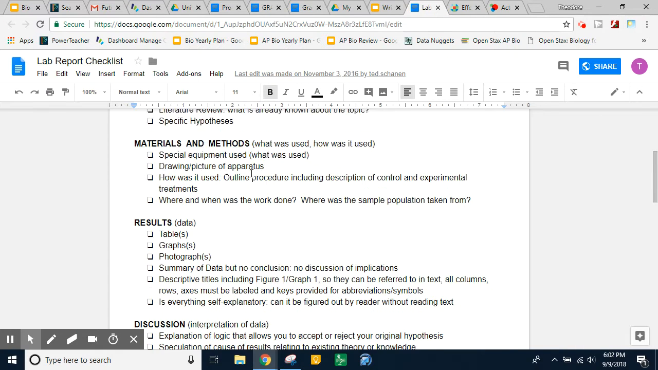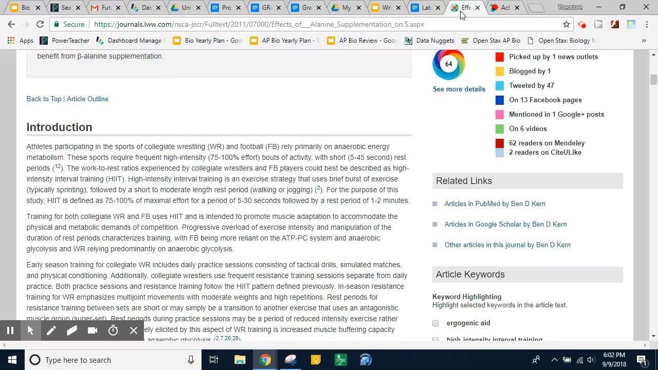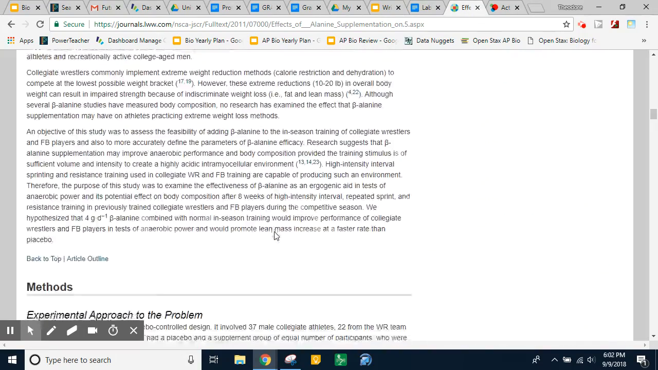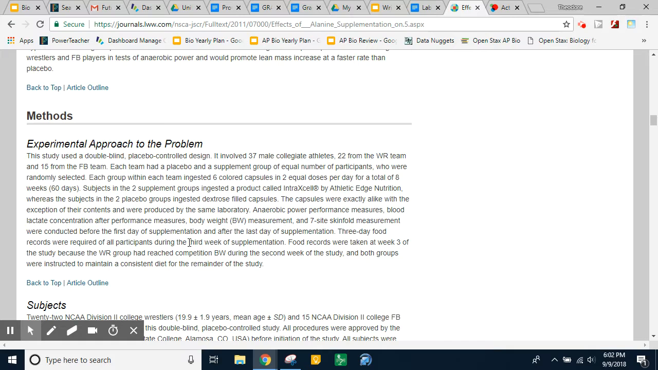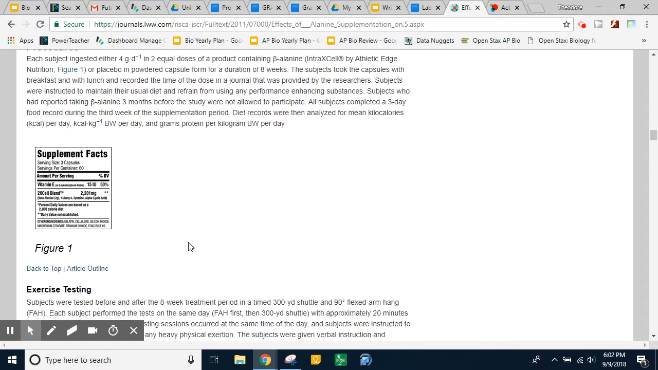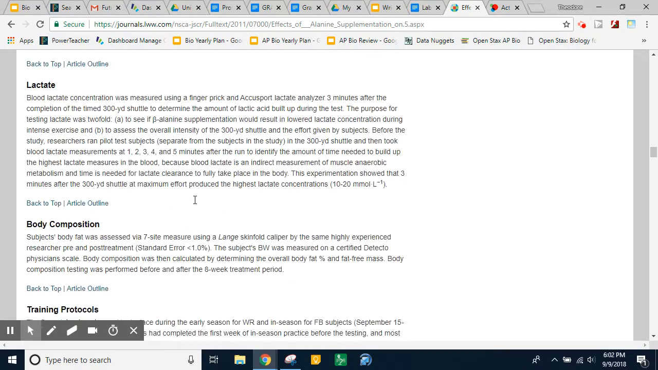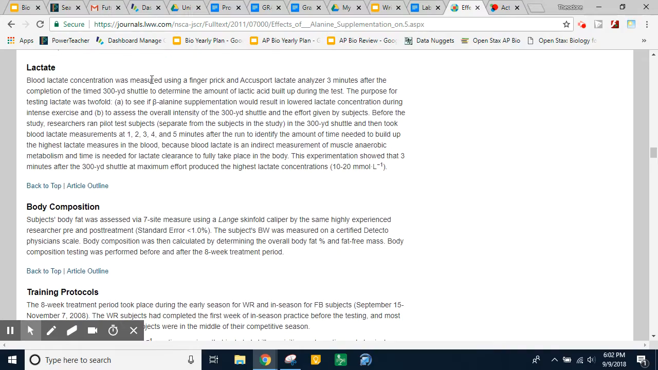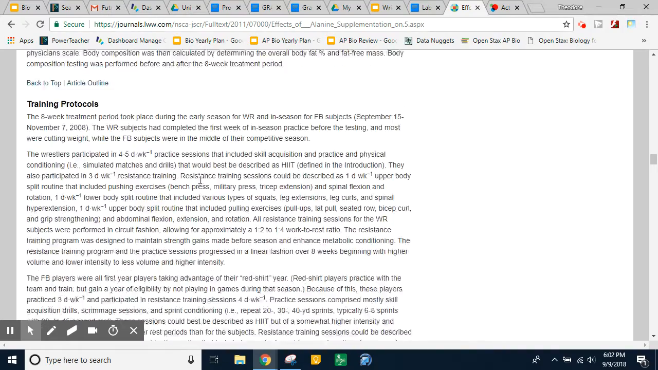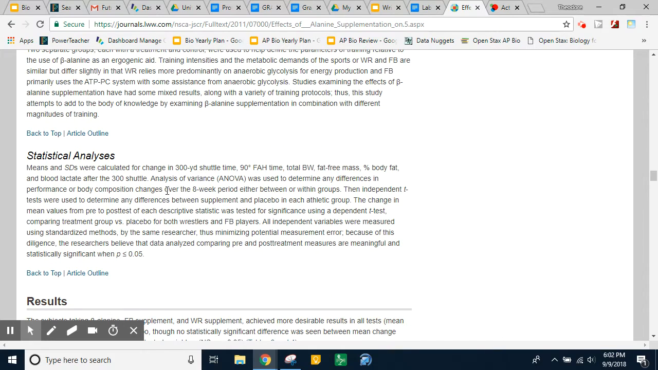From there, it goes into the materials and methods, what was used and how it was used. So we jump back here after the introduction, it gets into the methods. It talks about the approach, the subjects, who was used, the procedures, what they did, what they took, how the exercise testing was done, how they measured the results through lactate, body composition, and the training protocols, what they had them do during that time, and what statistical analysis was done.